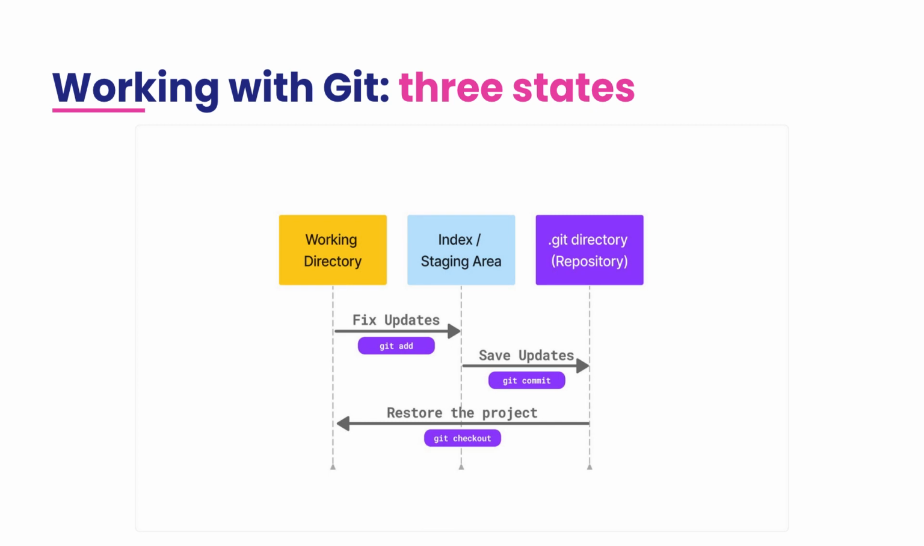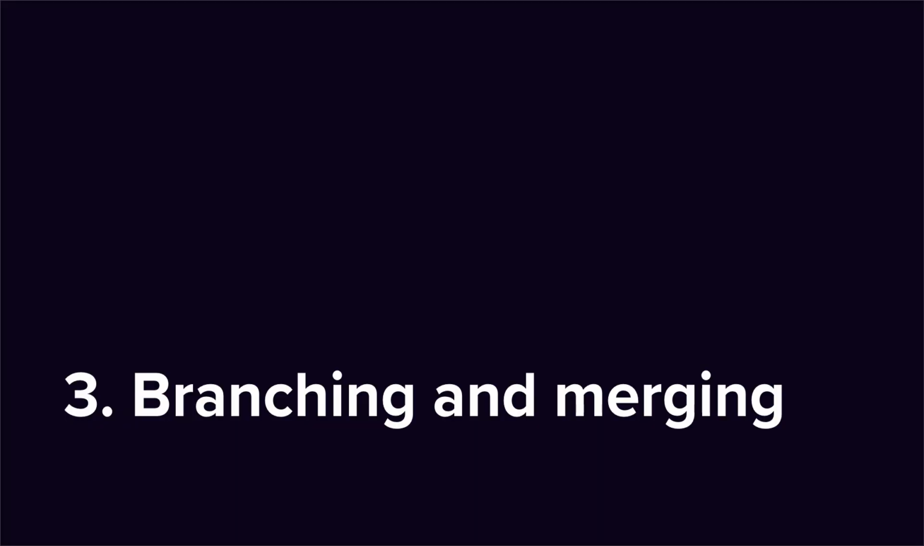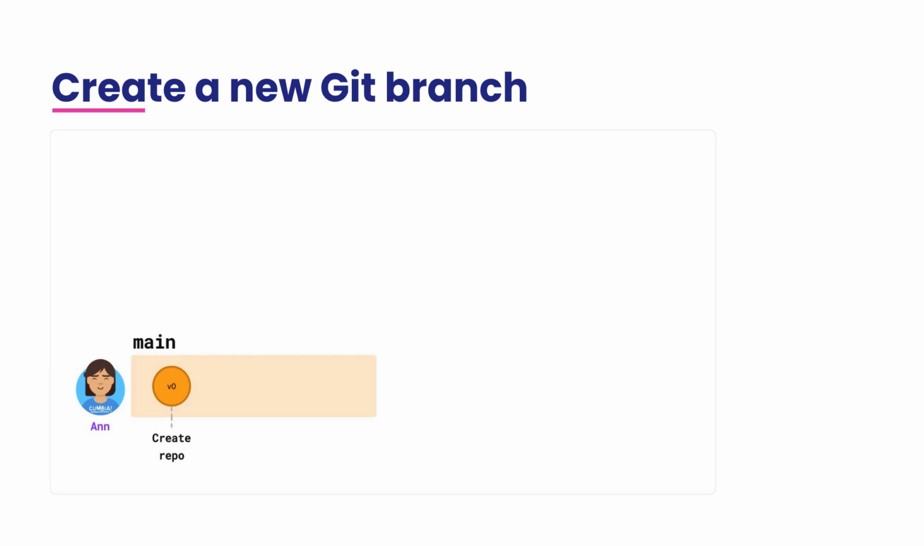Working on an ML project involves making frequent changes and trying out different ideas. To manage this effectively, Git provides a powerful feature called branches. Let's take a closer look at how branches work using an example. Imagine an ML engineer named Anna. She's created the main branch in her Git repository. The main branch serves as the starting point for her project, containing the initial version of the code.